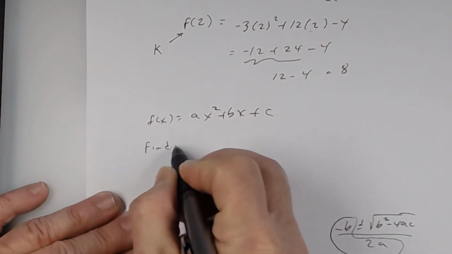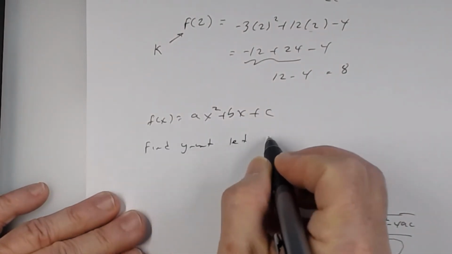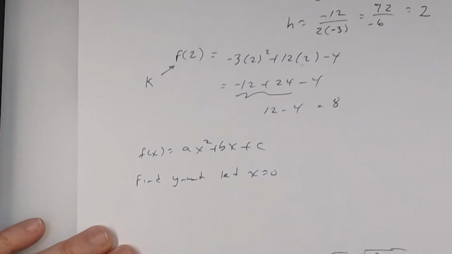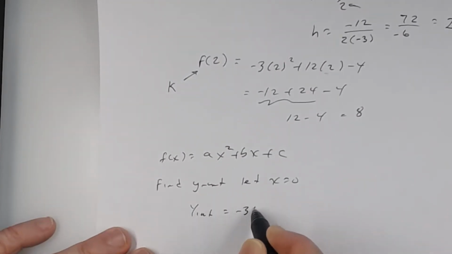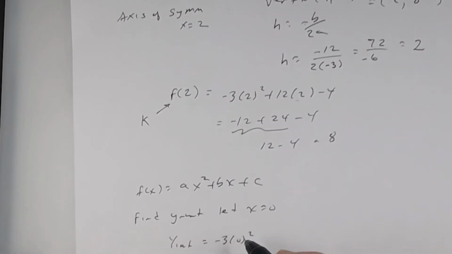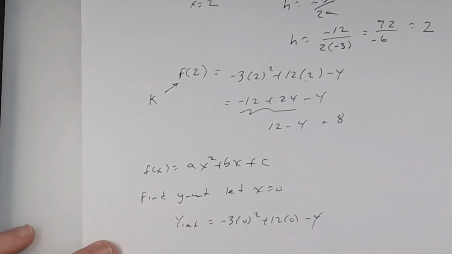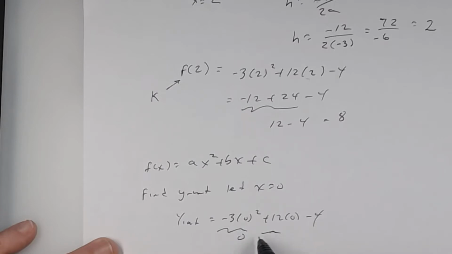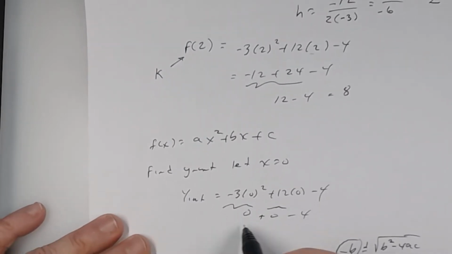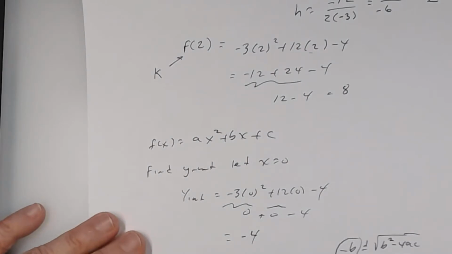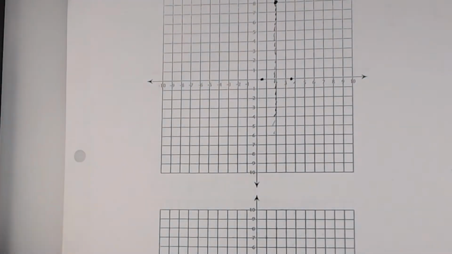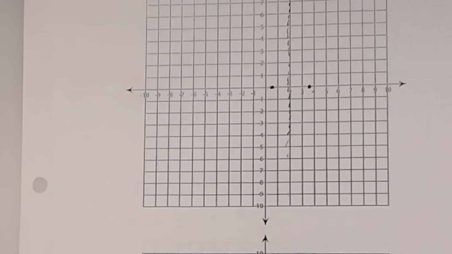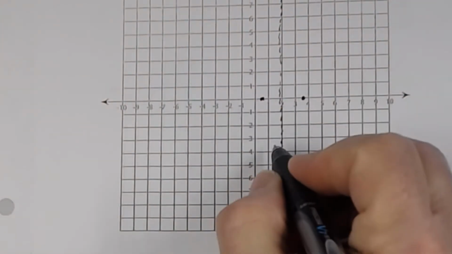To find the y-intercept, you let x equal 0. So when I let x equal 0, I get -3 times 0 squared. So the y-intercept will be -3 times 0 squared plus 12 times 0 minus 4. Well, that's 0. That's 0. And what's 0 plus 0 minus 4? -4. So there's your y-intercept. So then I'm going to plot that point. 0, -4. It's about here.